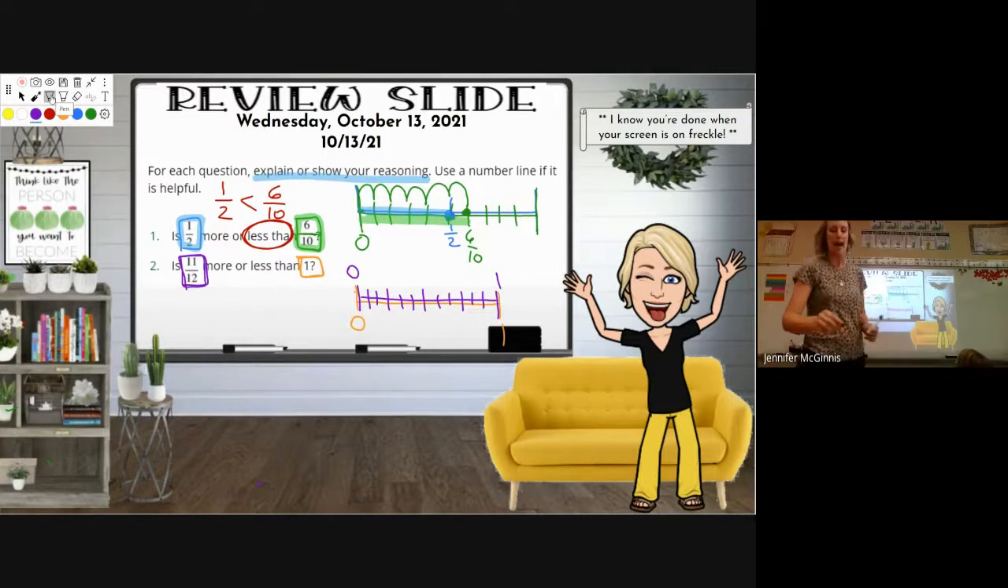Now, how am I going to count? Emmy, what am I looking for here? On the purple, what am I trying to point? What point am I trying to represent? 11/12. So I'm going to start at the 0. And how many hops do you want? How many hops do you want? How do you know that?